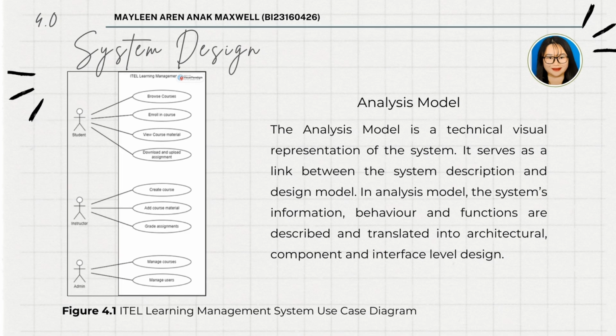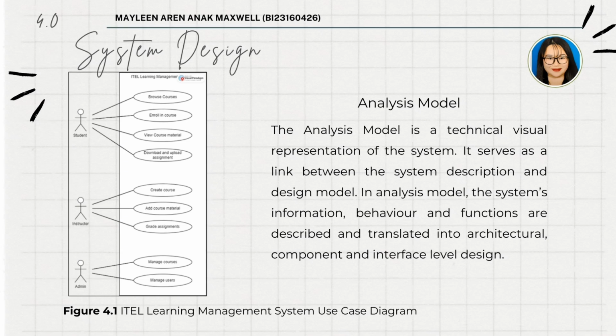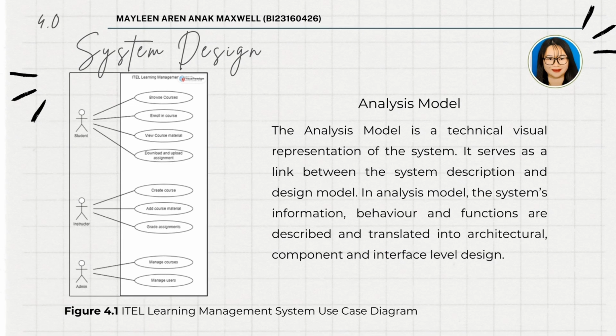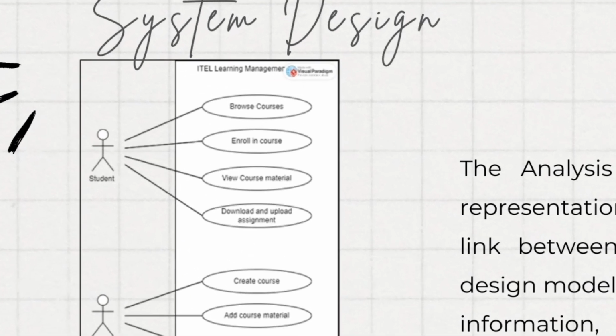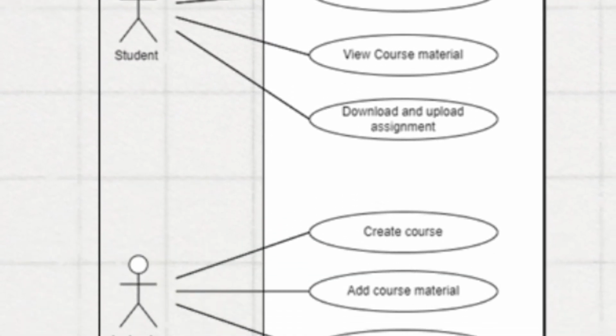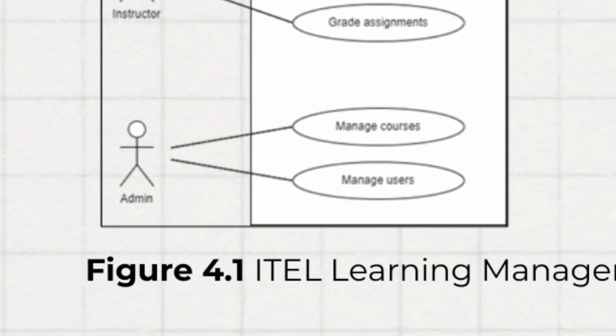So the first one is the analysis model. The analysis model is a technical visual representation of the system. It serves as a link between the system description and design model. In the analysis model, the system information, behavior, and functions are described and translated into architectural, components, and interfaces level design. So figure 4.1 is the iTEL Learning Management System use case diagram.